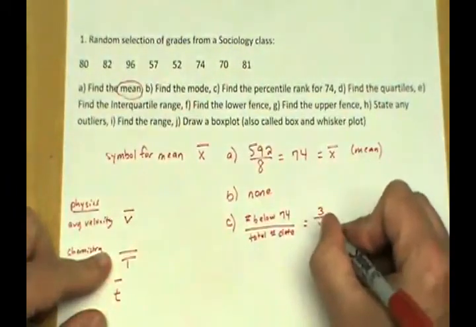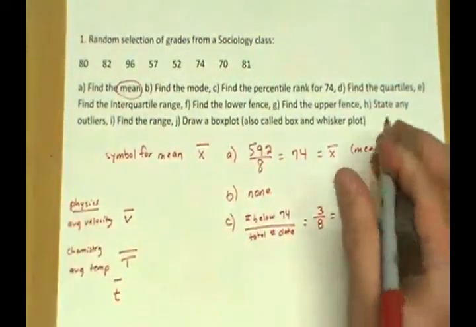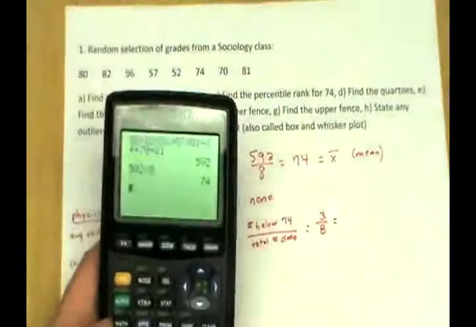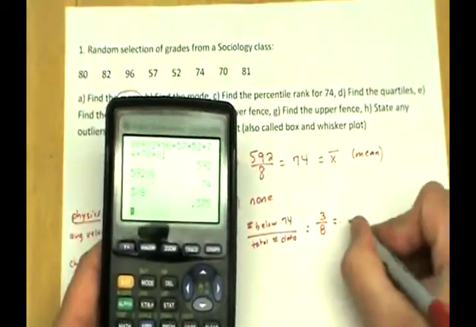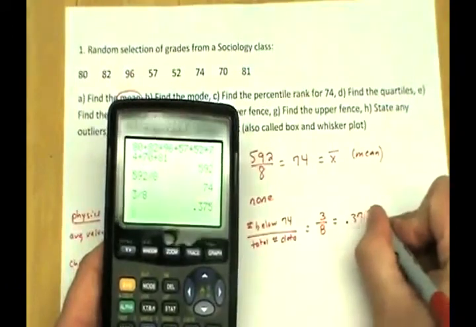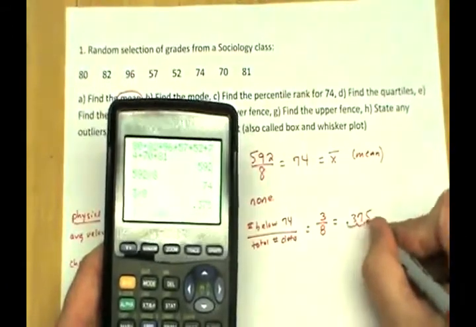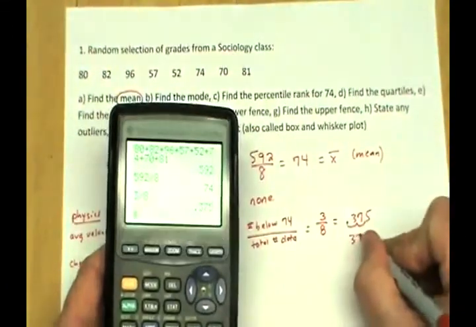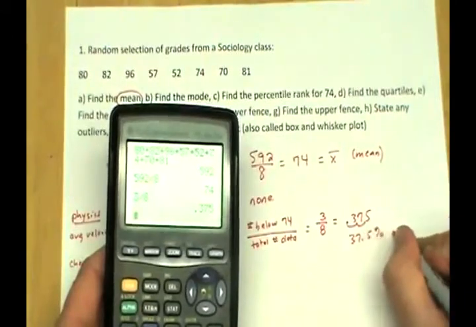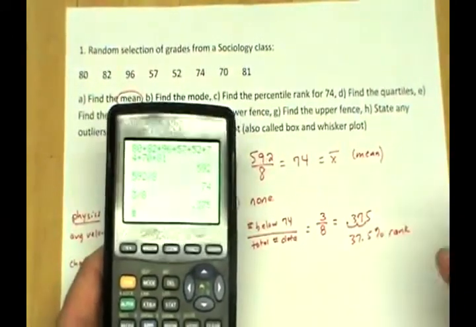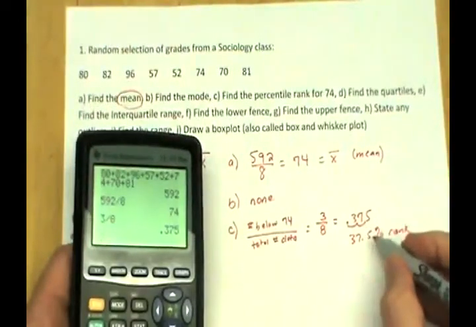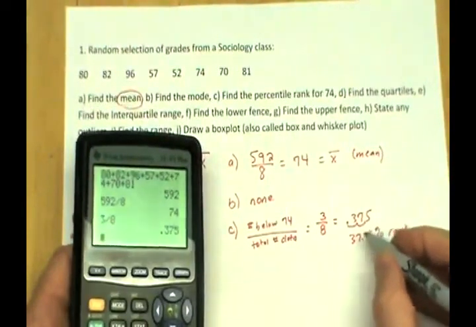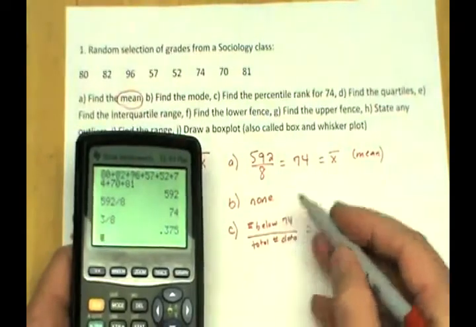And we're going to divide that by the total number of data. So that's 3 divided by 8. In our calculator, we're going to say 3 divided by 8, 0.375. And we're going to move that over 2 to get a percentage, and we're going to say 37.5 percentile rank. That means that 37.5% of the data set lies below 74.